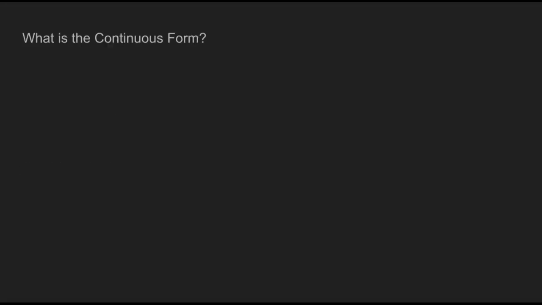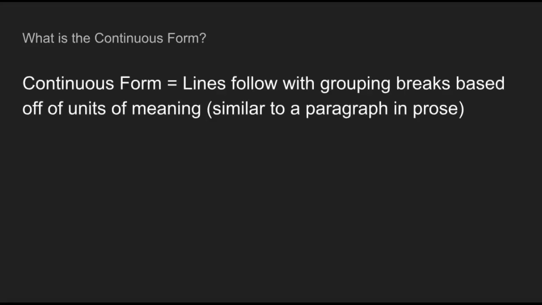So let's talk about continuous forms. So what is a continuous form? A continuous form is lines that follow with grouping breaks based off of units of meaning, similar to a paragraph in prose. So when you look at a continuous form poem, there may not be any stanzas at all. It's just one big long block of poetry text. It's important then to look for where there are breaks in the poetry itself that may contribute meaning. That could be a paragraph.